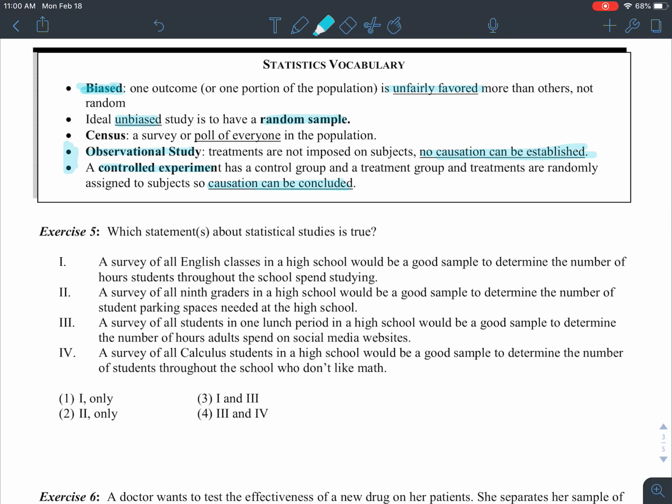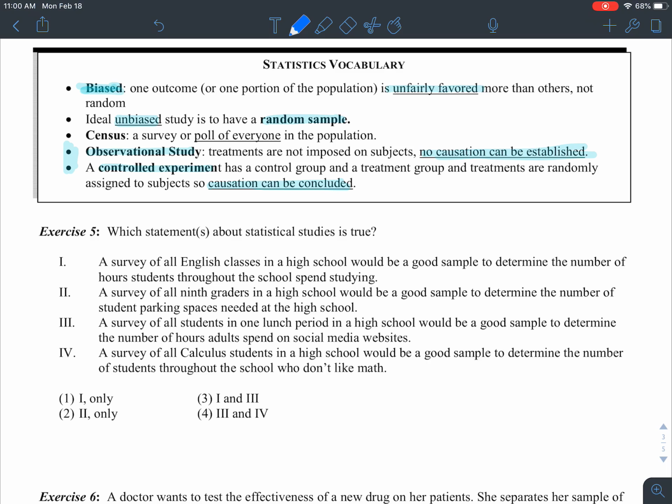So let's see if we can use that new understanding of vocabulary to work through exercise 5. Which statement about statistical studies is true? So statement 1: a survey of all English classes in a high school would be a good sample to determine the number of hours students throughout the school spend studying. So we have to ask ourselves, is looking at all of the English classes an unbiased sample of the population? Is it random?